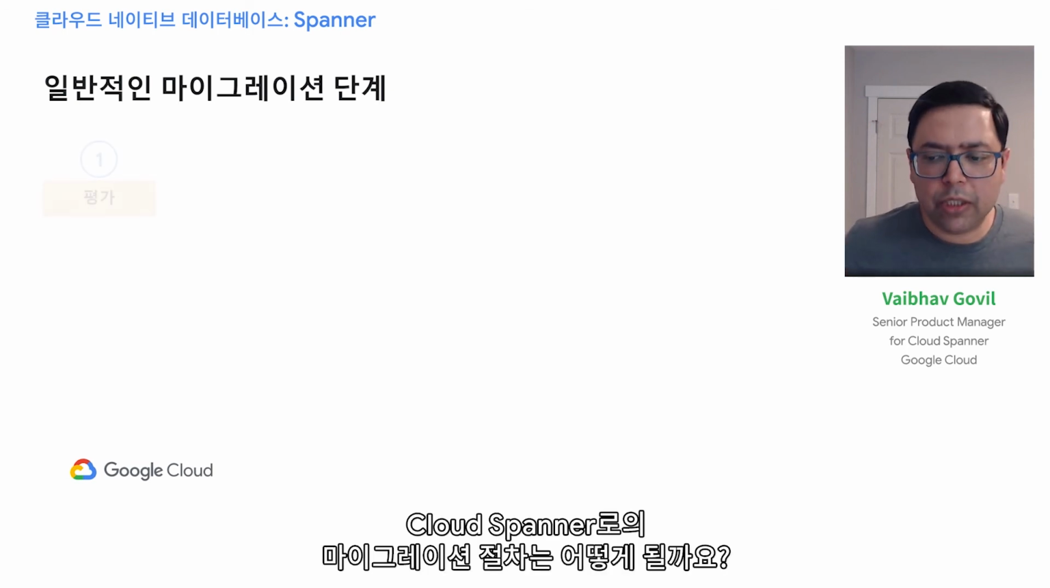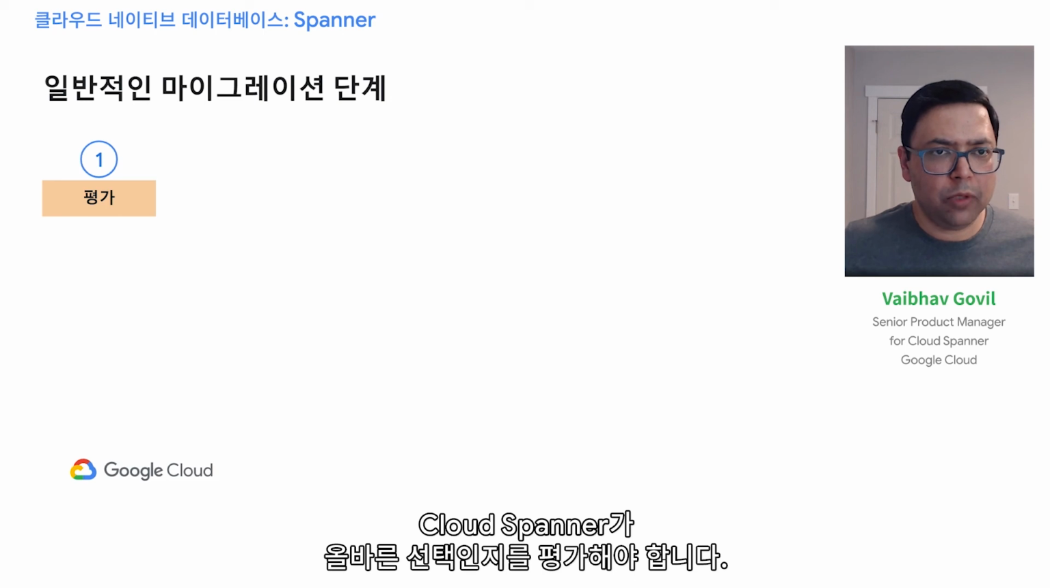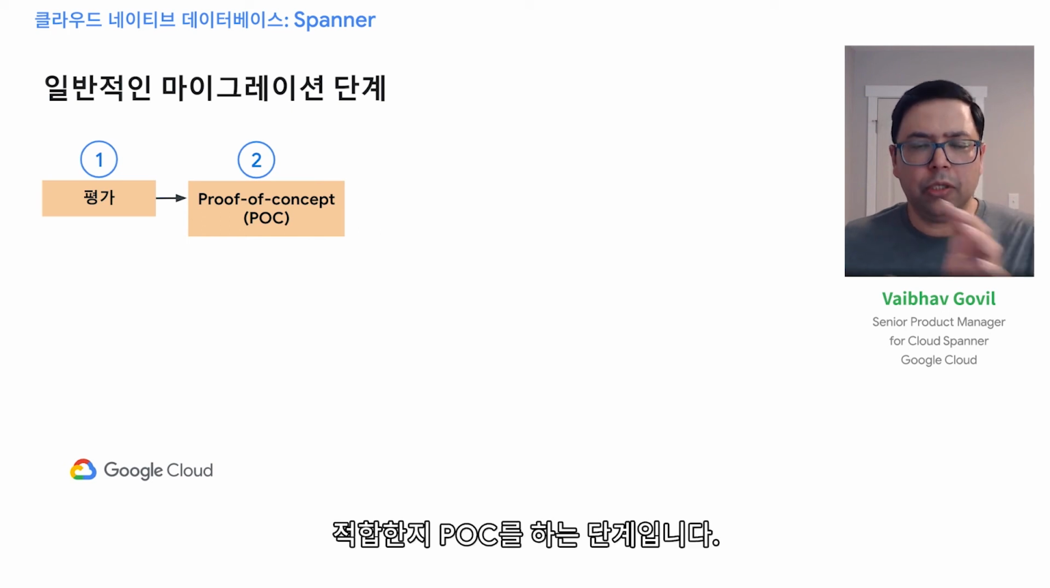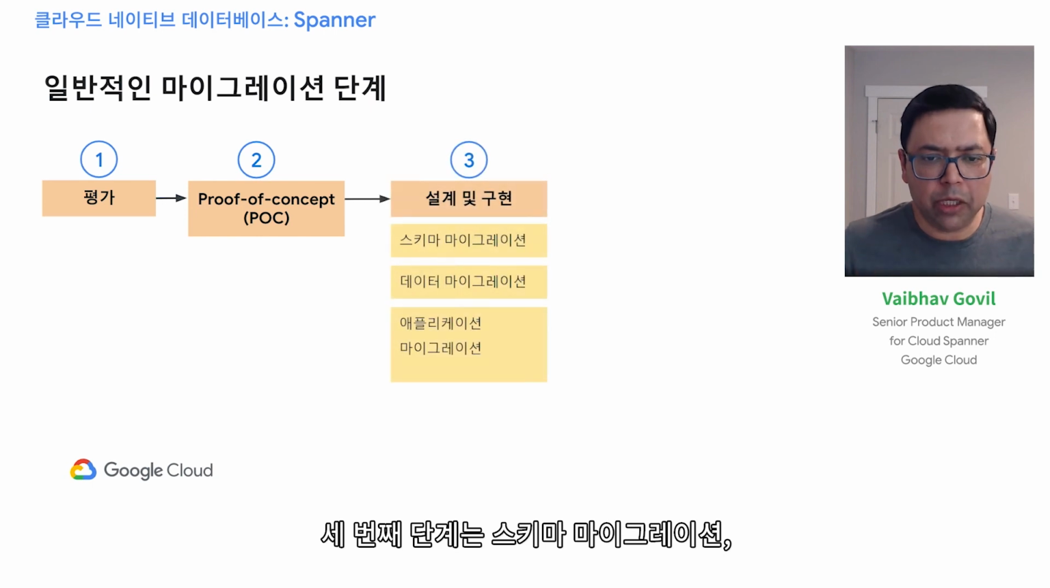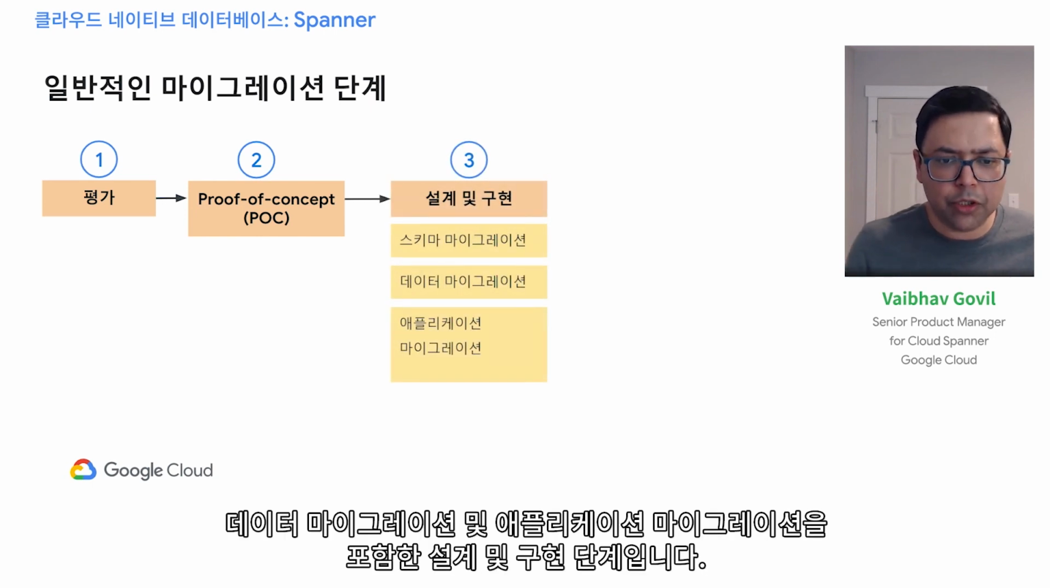What are those migration steps to Spanner? So first and foremost is the assessment phase. You have to assess whether Spanner is the right choice for you. Second, you do a proof of concept based on what your application is and how it will fit on Spanner. Third is the design and implementation phase, which includes schema migration, data migration, and application migration.